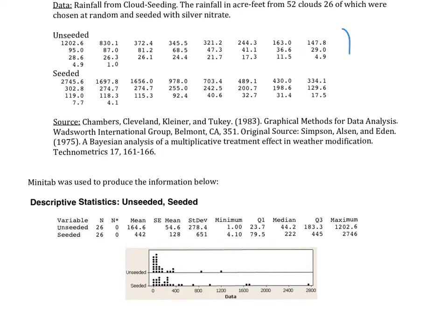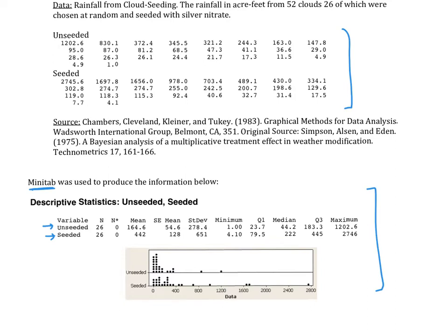So I could just give you this information and ask you to carry out a hypothesis test. Or I could give you this information down here, which is the summary statistics. So this is done by Minitab. You'll see we have the 2 variables here, seeded and unseeded, and then we have a whole bunch of information. You're given the mean, you're given the standard deviation, you're given the 5-number summary, and you're given 2 different dot plots. Overall objective, we want to know, did the seeding increase rainfall?